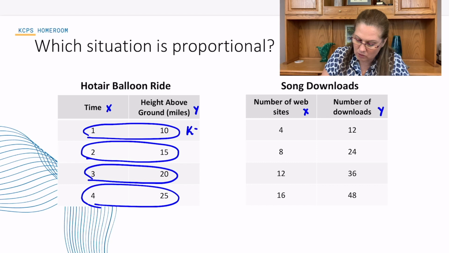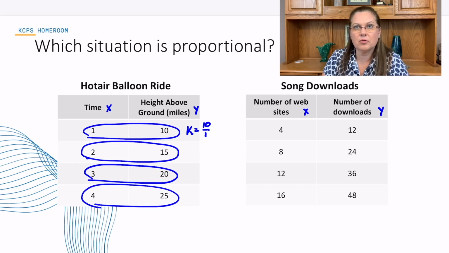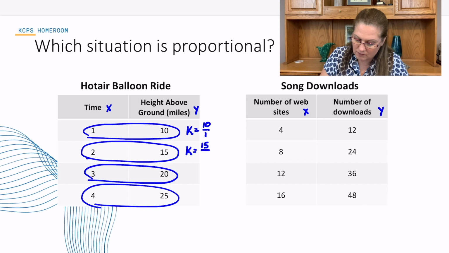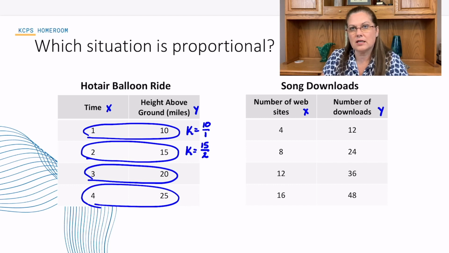So in the first ordered pair, 10 divided by 1, our constant of proportionality this time is going to be 10 first. I'm going to keep it in fraction form. I like improper fractions so I don't have to keep flipping back and forth. So our next constant of proportionality equation is 15 over 2. 2 is prime, so unless 2 can go into 15 evenly, we can't simplify. It doesn't, so that's as far as we can go.